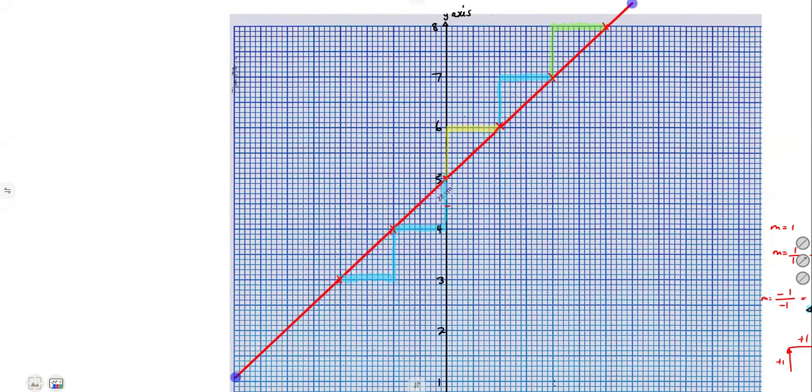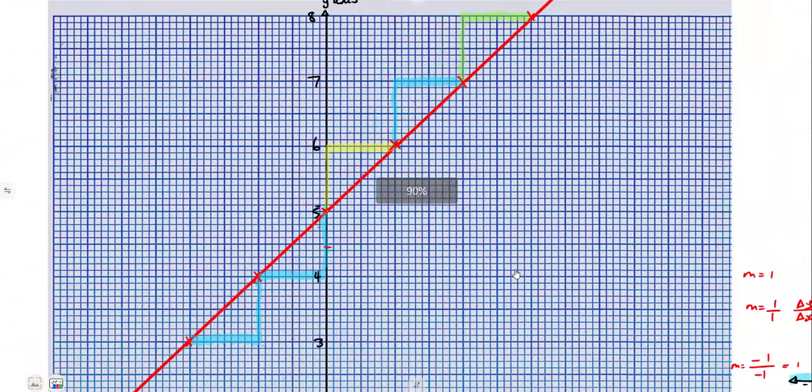So that is the gradient intercept method. Using this method, you can draw your straight line directly like that. So this is what we have at the end. This is our line at the end of the day.